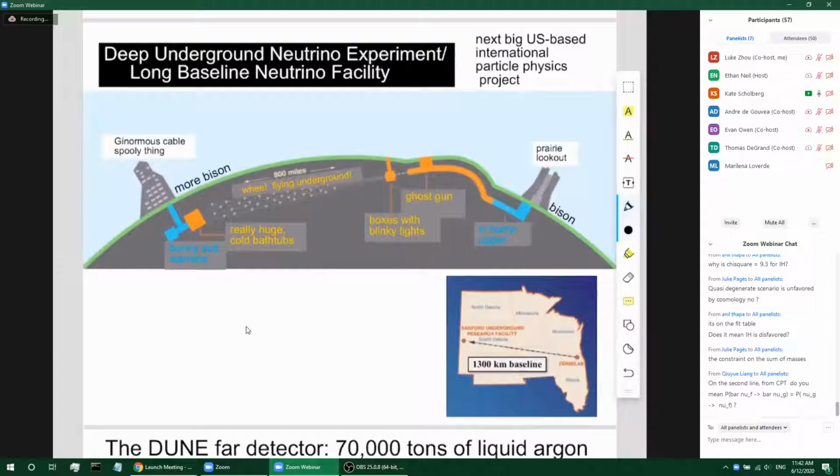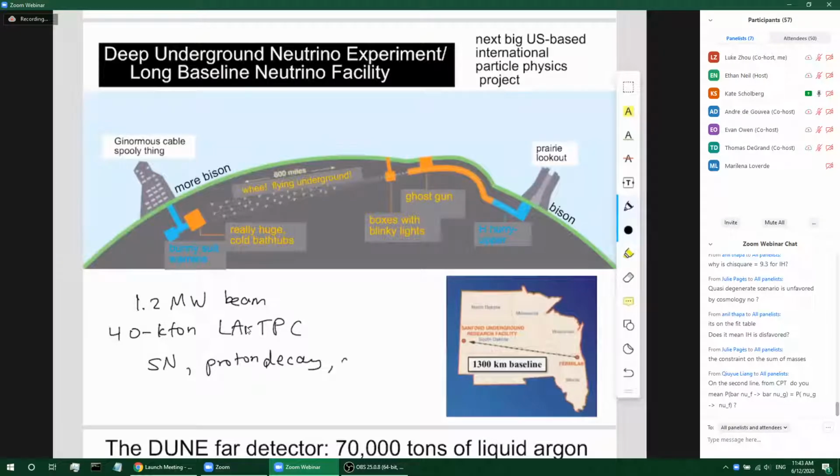very large-scale endeavor. The baseline is 1,300 kilometers from Fermilab to South Dakota. It's a 1.2 megawatt beam. The idea is to have a 40 kiloton fiducial liquid argon tracking TPC detector. Also many other topics, not just long baseline beams. One of my favorite things, supernova, proton decay, lots of other beyond the standard model searches. There's a near detector with lots of exciting physics, atmospheric neutrinos, so lots and lots of things.